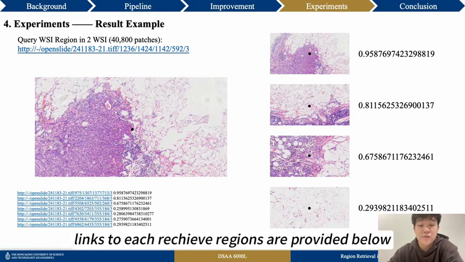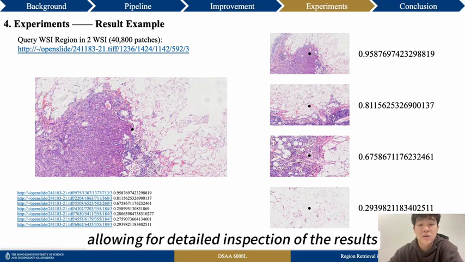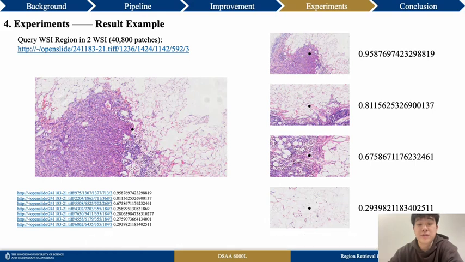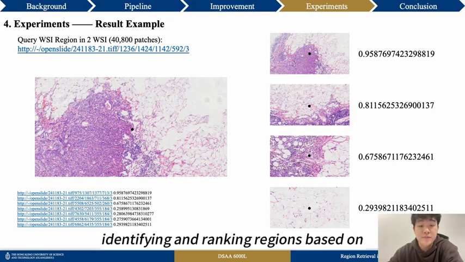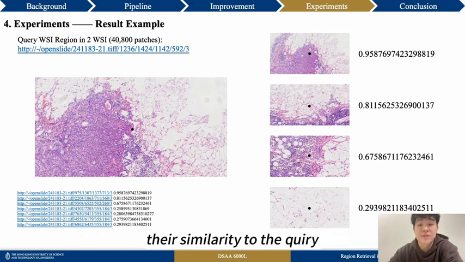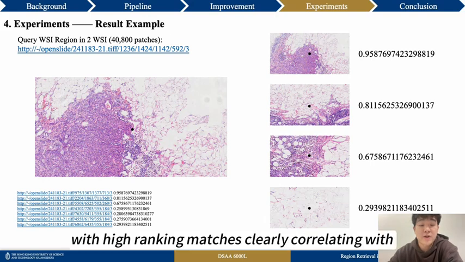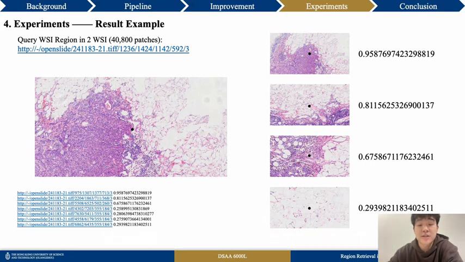Links to each retrieved region are provided below, allowing for detailed inspection of the results. This example illustrates the effectiveness of the retrieval system in identifying and ranking regions based on their similarity to the query, with high-ranking matches clearly correlating with visual similarity.